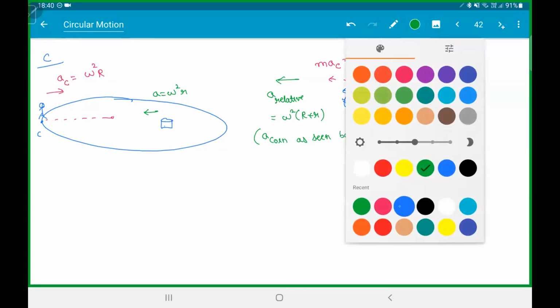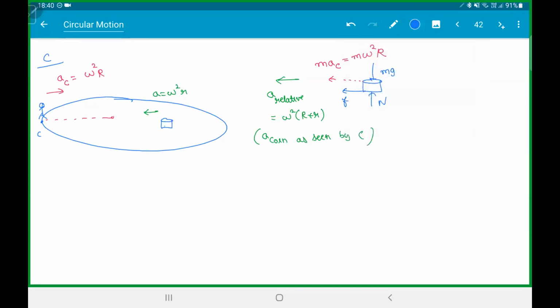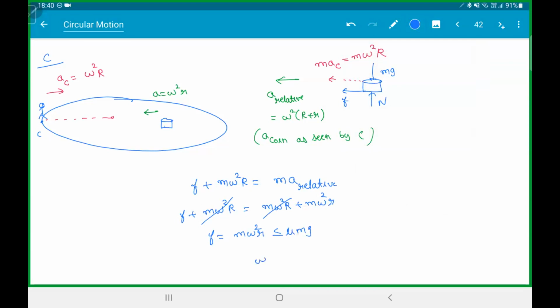Like I said, it's more complex to solve the problem, but you got the idea. Now, if you ask him to write the equations, he will say friction plus pseudo force is equal to mass into relative acceleration, because this is what the coin guy will think. So this will be F into m omega square capital R is equal to m omega square capital R plus m omega square small r, cancels off. We get friction is equal to m omega square r, which should be less than equal to mu mg. You get the same answer.